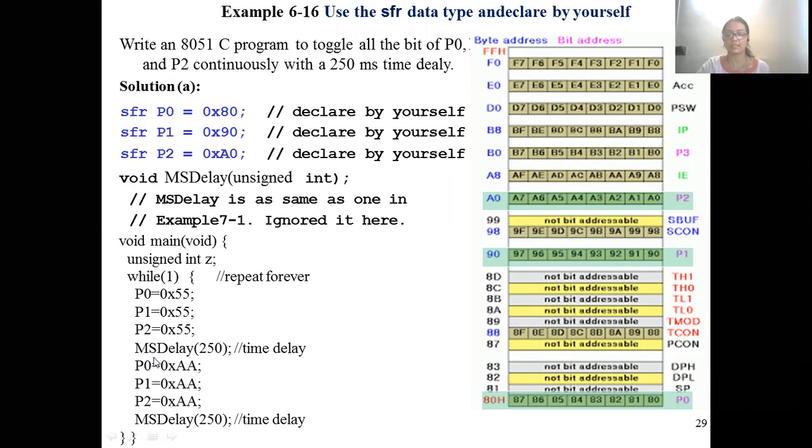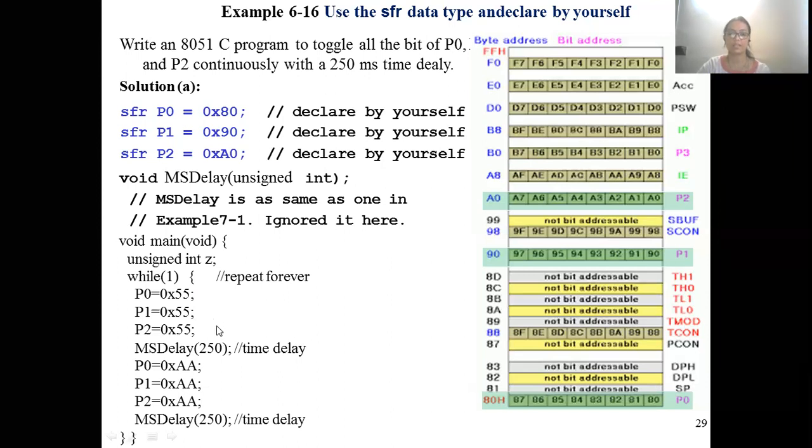This we have already discussed in the initial sessions, that if you want to toggle any bit in your port, then first you apply 55 or you apply AA, and then after applying delay you toggle them. If you have applied 55, then you have to make it AA, so all bits have been toggled. If you have applied AA, then you have to change it to 55 after applying delay. So this way you can perform the toggling of port bits by applying the delay.